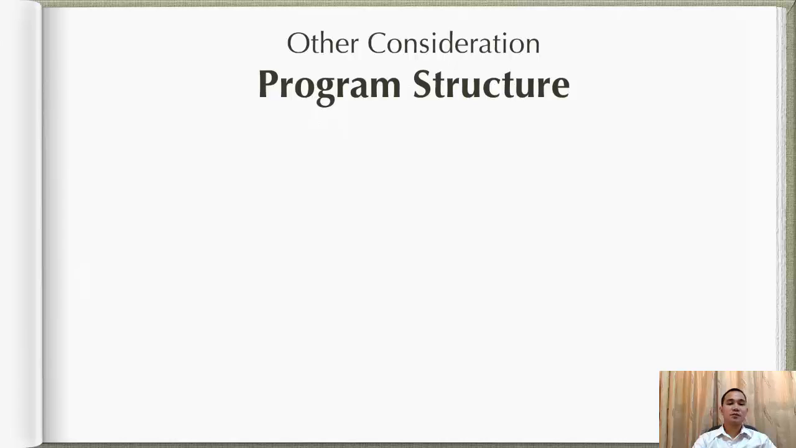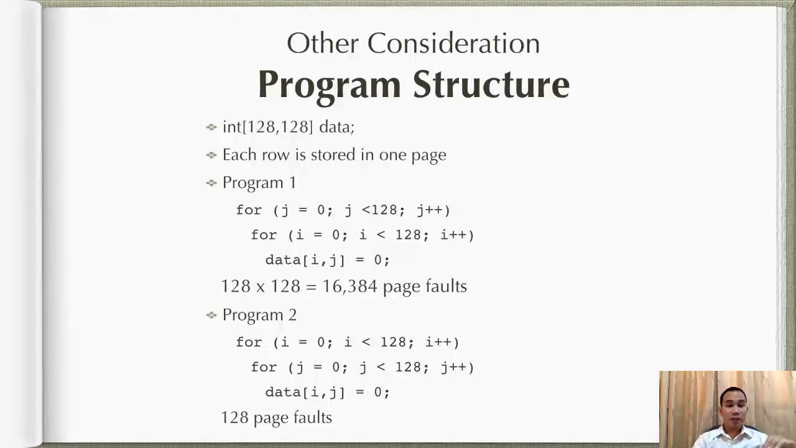Next consideration, the program structure. Careful selection of data structures and programming structures can increase locality and hence lower the page fault rate and the number of pages. Take a look at this illustration. In this variable declaration, we have an array of 128 rows and 128 columns. Each row is stored in one page.